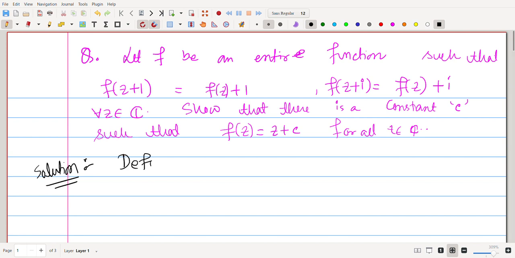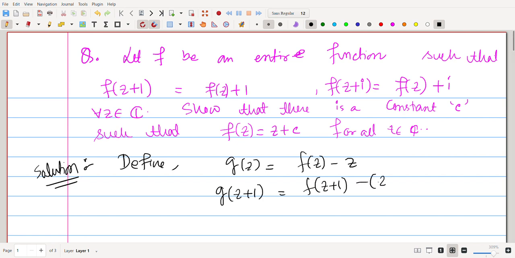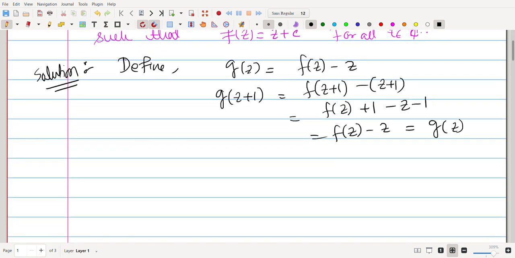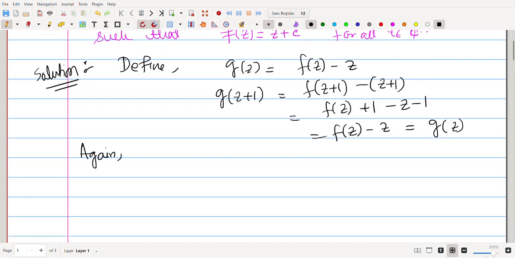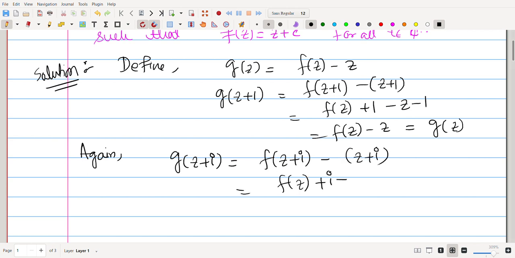So define g(z) equal to f(z) minus z. Then g(z + 1) is f(z + 1) minus (z + 1). By the given condition it is the same as f(z) minus z, which is the same as g(z). Again, g(z + i) is f(z + i) minus (z + i), which is the same as f(z) + i minus z minus i, which is f(z) minus z, g(z).